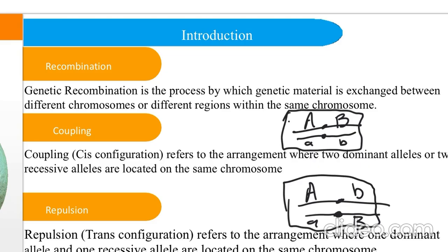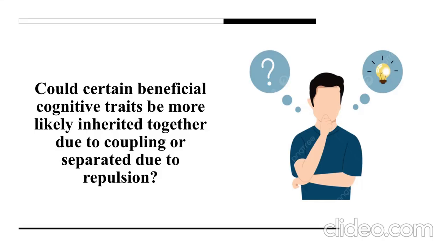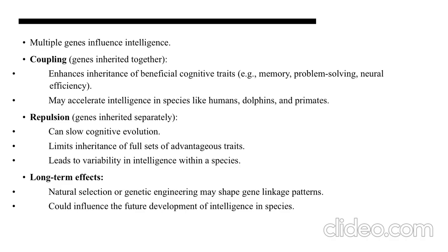In the next slide, we'll take a look at related problems. Alright, so the main question that we are tackling in this particular video is, could certain beneficial cognitive traits be more likely inherited together due to coupling or separated due to repulsion? And the answer to that question is yes.